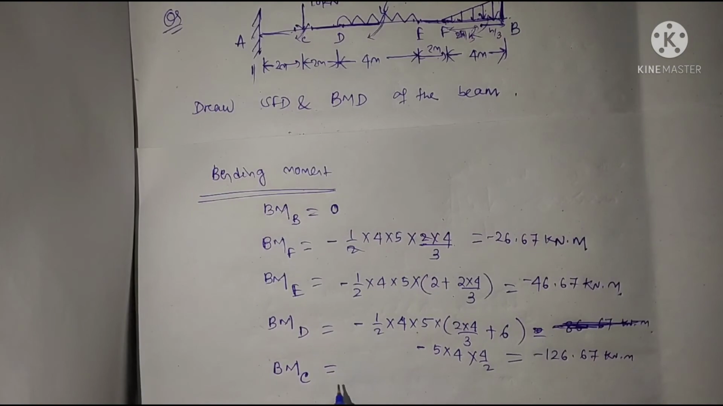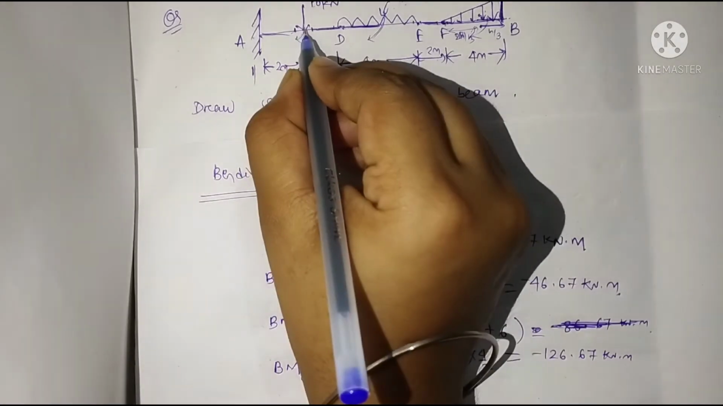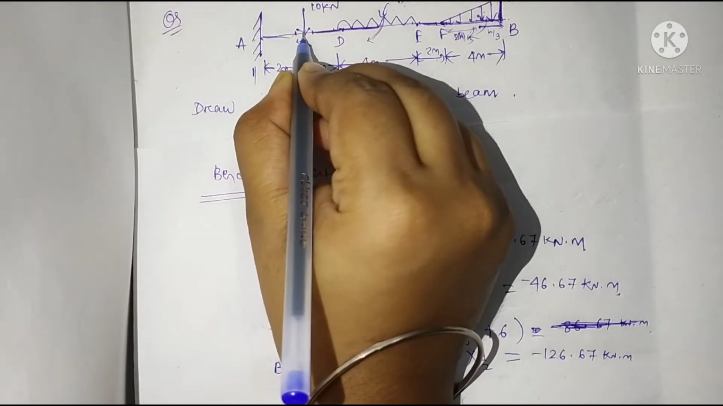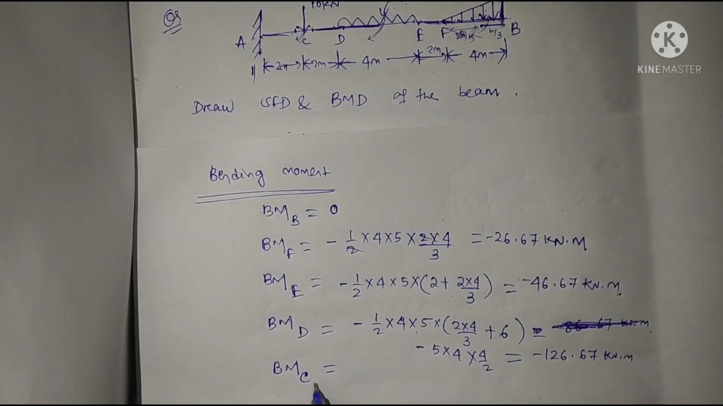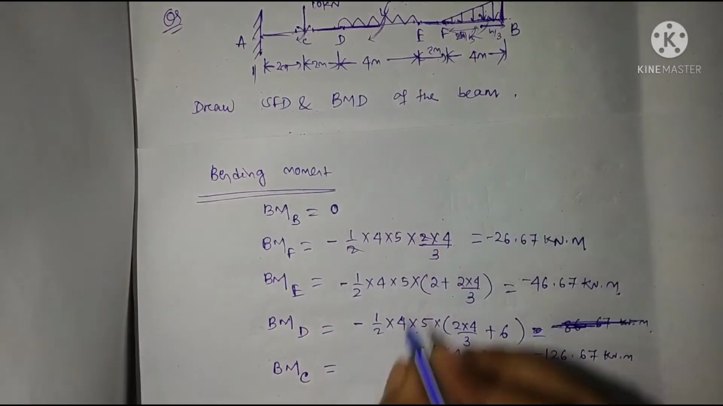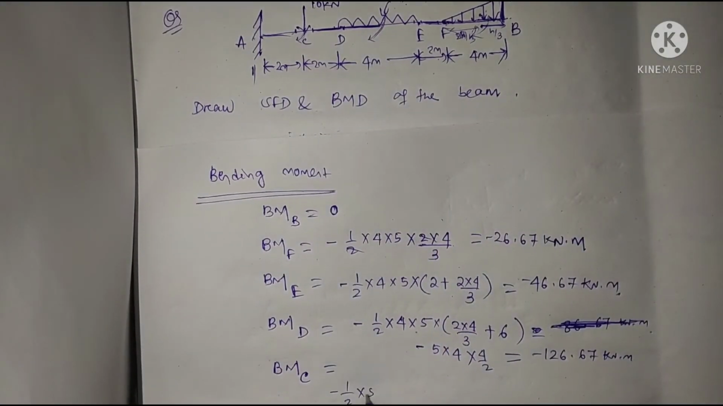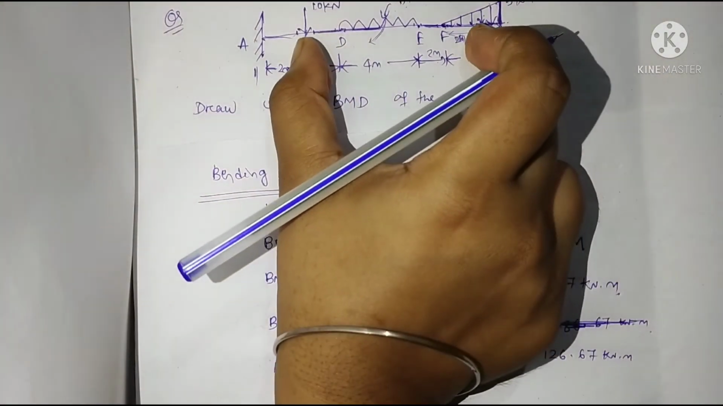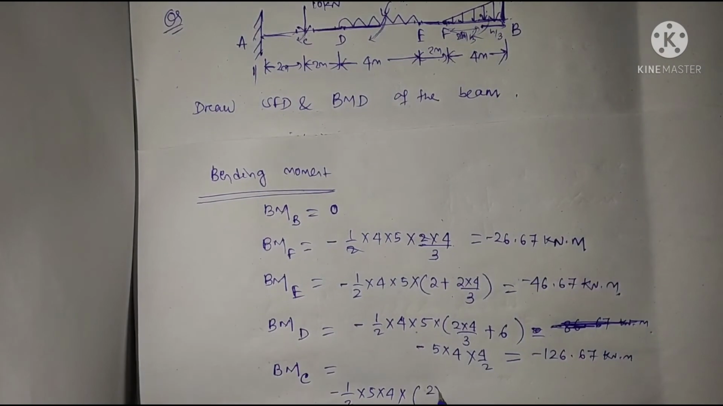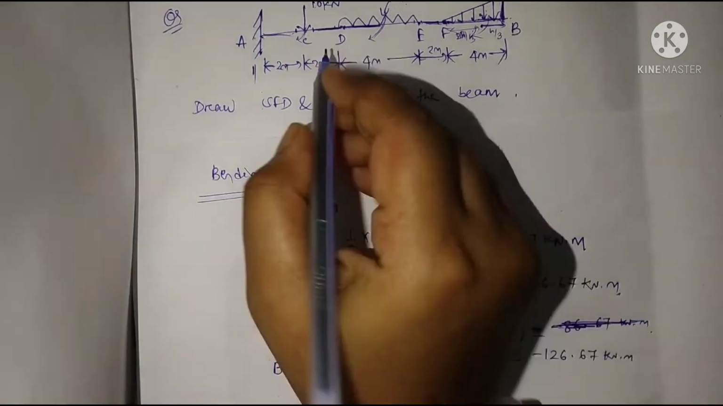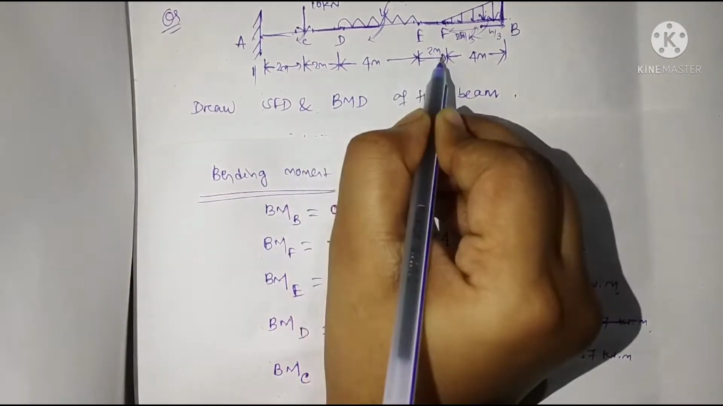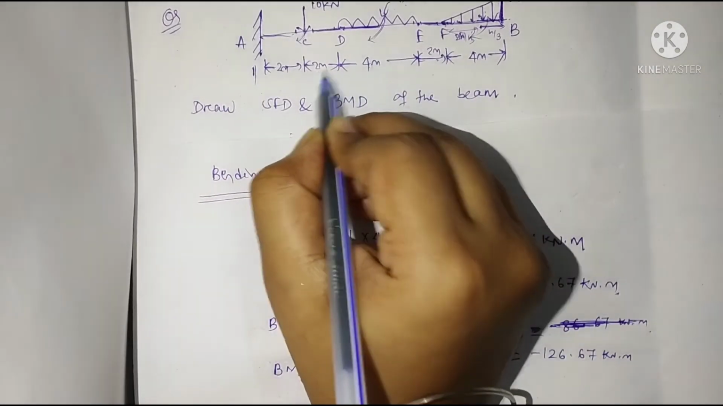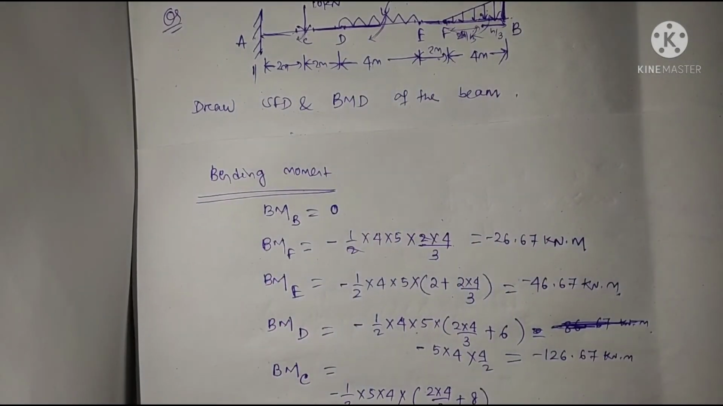Okay. Now calculate bending moment at point C. At this point, what will be the bending moment? Bending moment at this point C will be how much? Half into 5 into 4 into this distance, that is 2h by 3, plus we have to add 2 plus 4 plus 2, that will be 6 plus 2, that is 8.